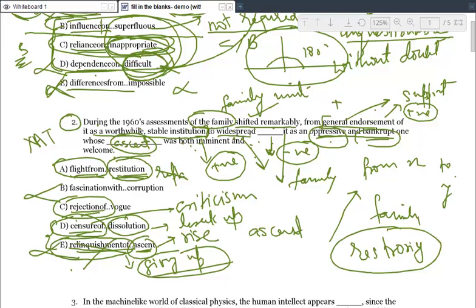So it says basically that the assessment of family shifted from general endorsement to widespread what? To widespread criticism of it as an oppressive and bankrupt one, whose dissolution was both imminent and welcome. Because it was oppressive and because it was bankrupt, its dissolution was both imminent and welcome. So dissolution means what? Breakup.